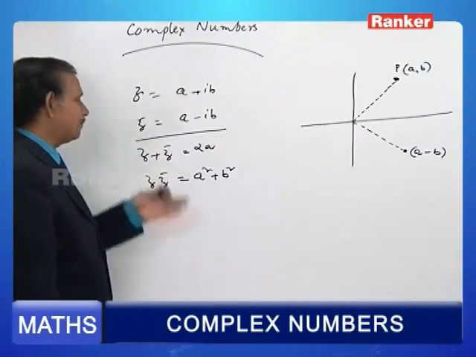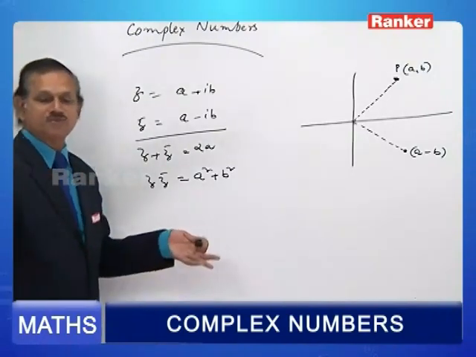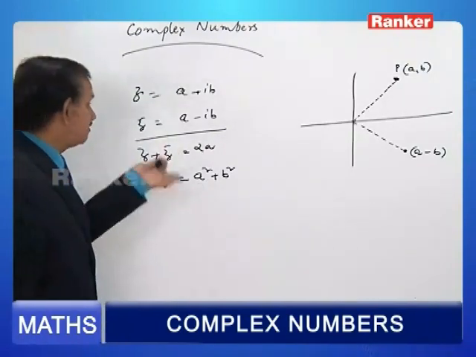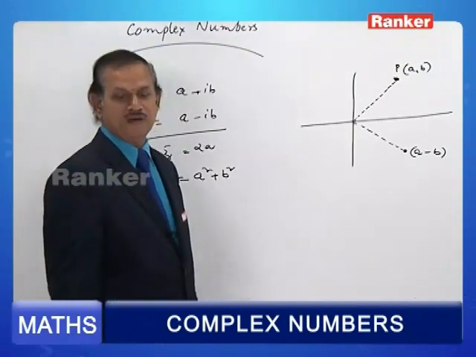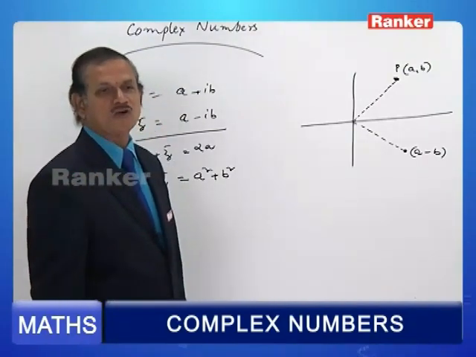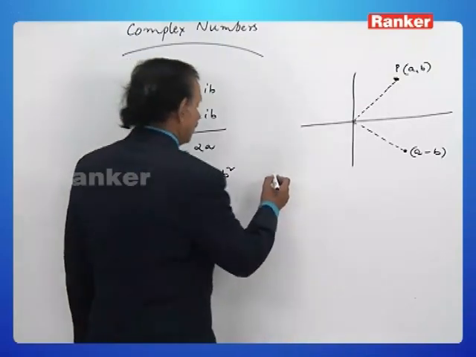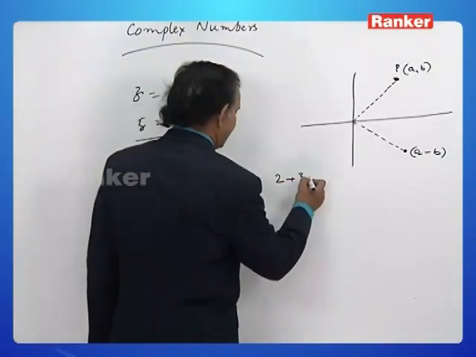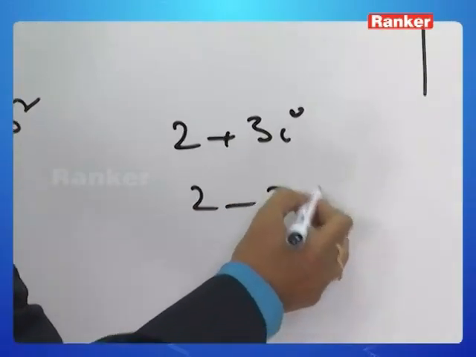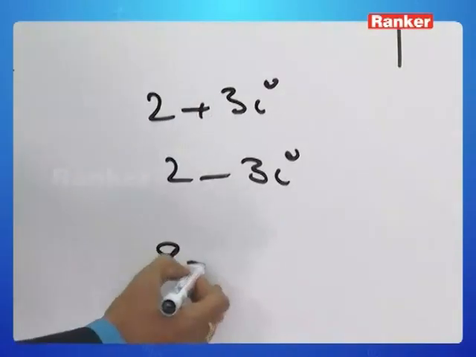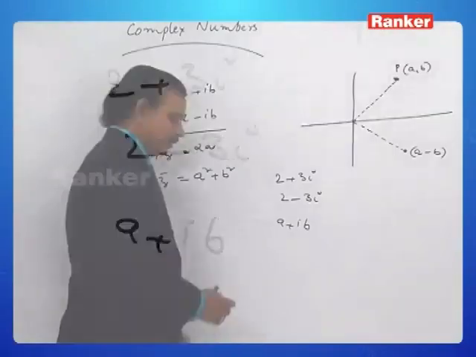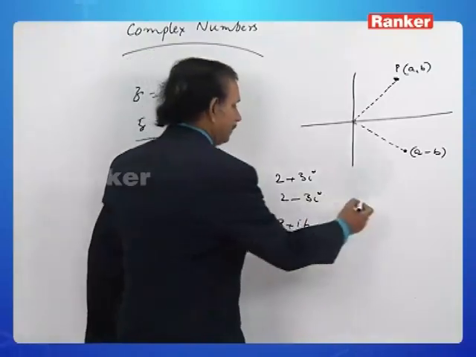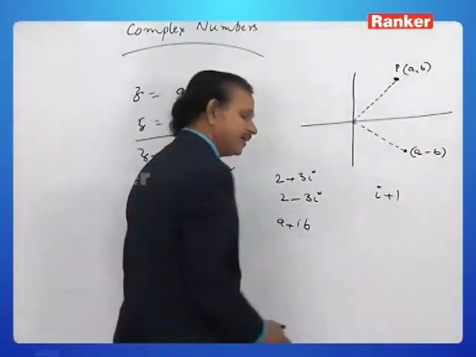As such, for a complex number, z bar is called the conjugate of the complex number. Z bar is the conjugate of the complex number. Therefore, what is the conjugate of 2 plus 3i? 2 minus 3i. What is the conjugate of a plus ib? A minus ib. What is the conjugate of i plus 1?